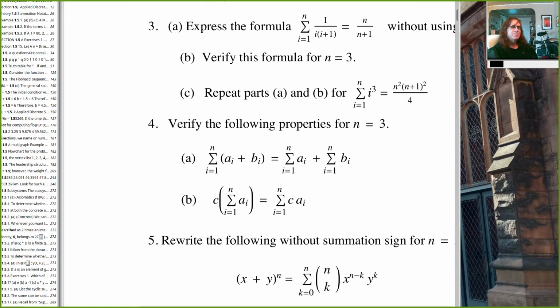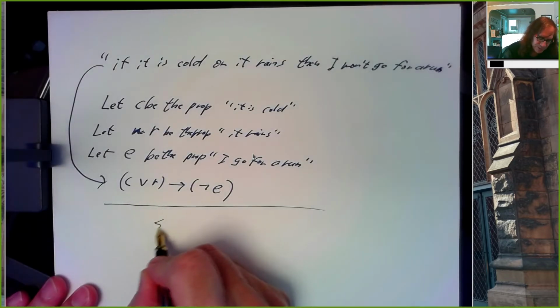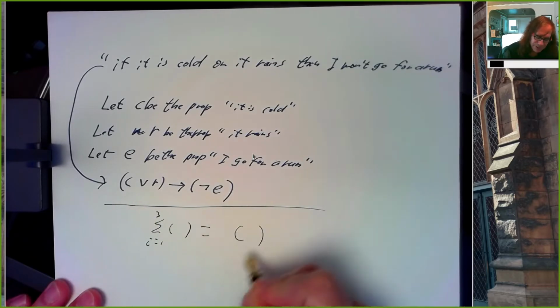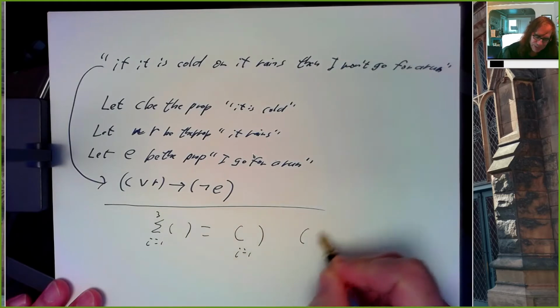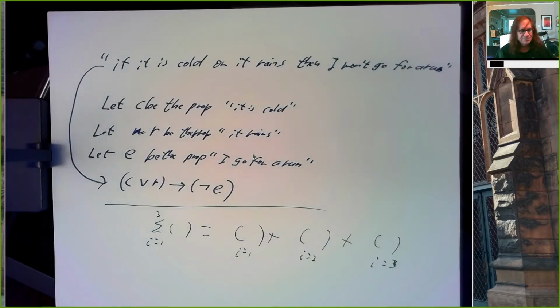It's not sufficient to pick particular A's and B's and show that it works in that one case. But what I'd like you to do for this problem is write out what this summation is, right? Anytime that we have something like the sum from i equals 1 to 3 of something, we can write this something where i equals 1. We can write it again where i equals 2. We can write it again where i equals 3. And then we put plus signs in between. Okay, that's kind of our working definition of what the summation symbol means.